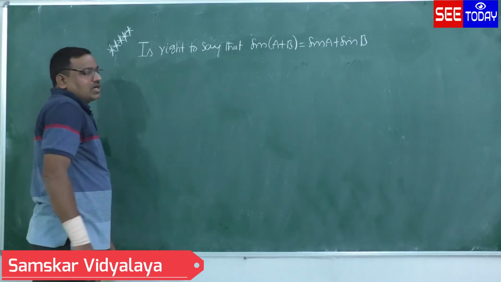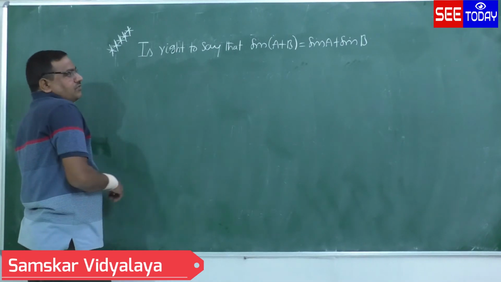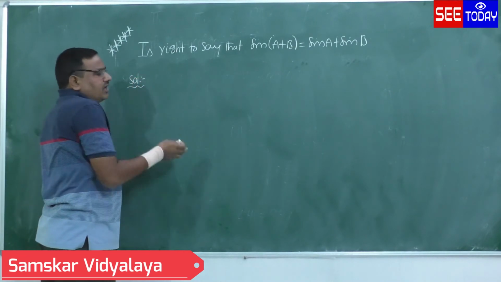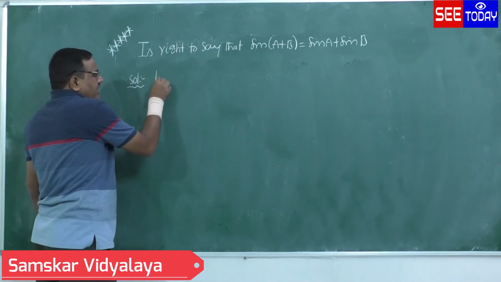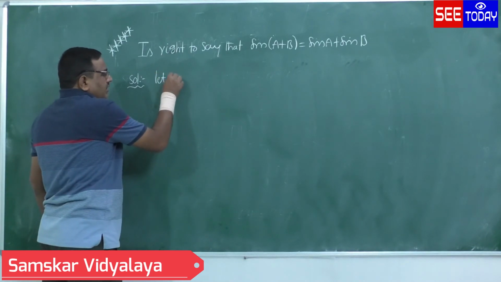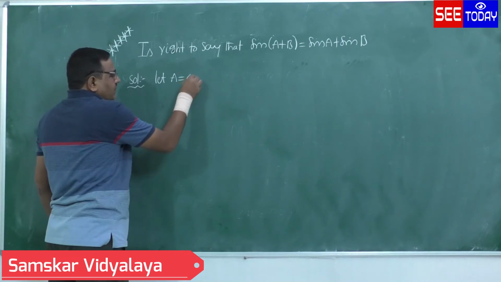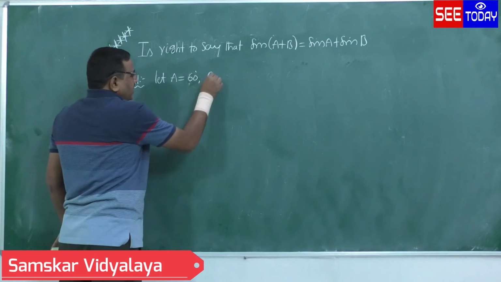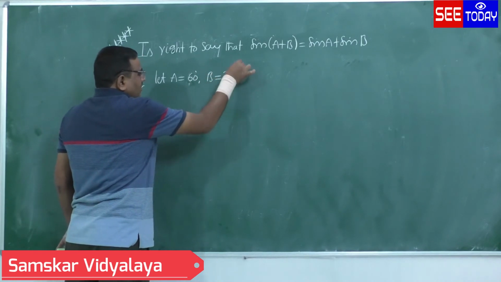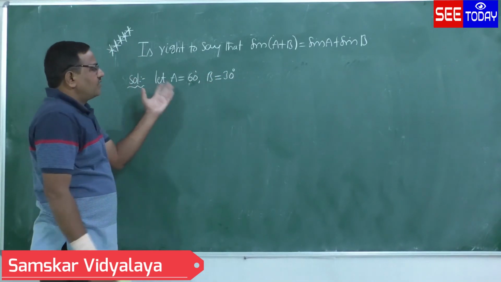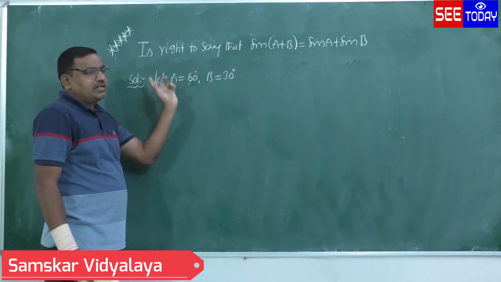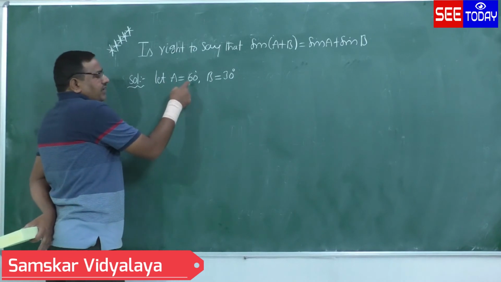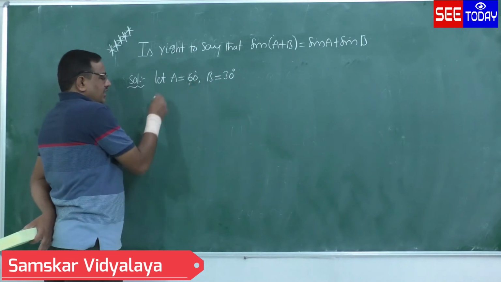Okay, how do you solve this problem? How can you justify? First, solution. Let us take an assumption. Let A is equal to, as you wish, you can take 45 degrees or 60 degrees. B is equal to 30 degrees. It depends upon us. You may take either 45 degrees or 30 degrees, 90 degrees, 30, as you wish. You can take any value. In place of A is equal to 60, B is equal to 30.